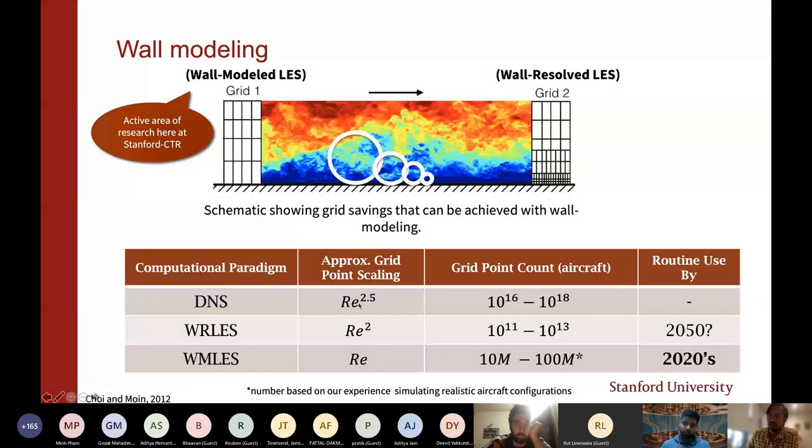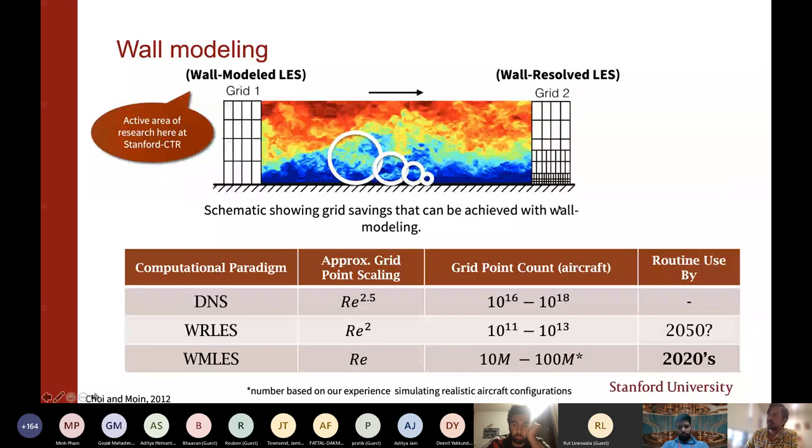And the DNS, as we saw previously, scales as Reynolds number to the power 2.5. The grid points for a full aircraft simulation were 10^16 to 10^18. But for wall-resolved LES, we can estimate that it reduces to 10^11 to 10^13, and it can be routinely used by 2050. That's what people predict.